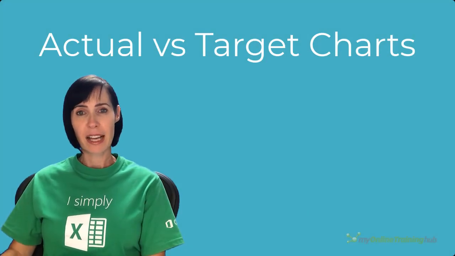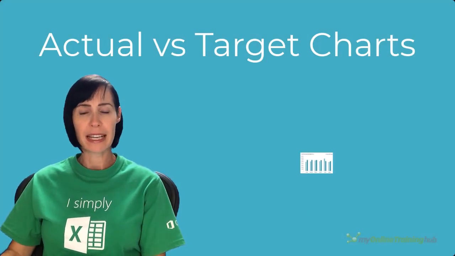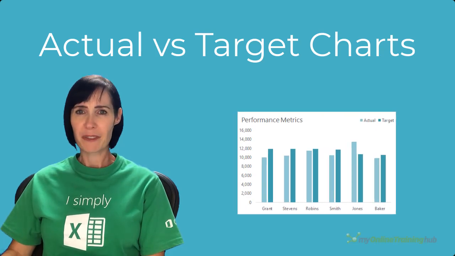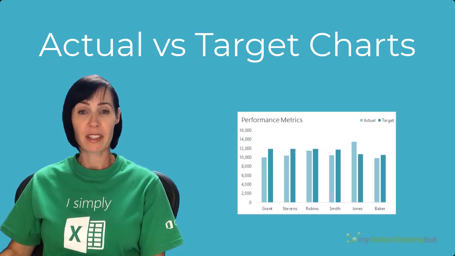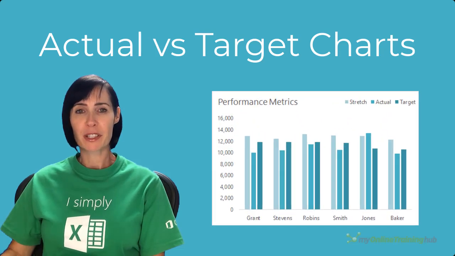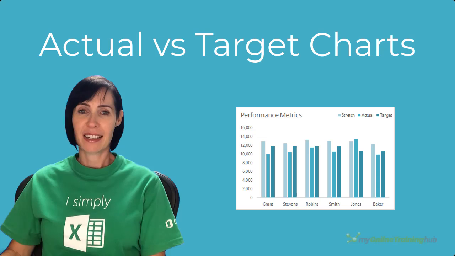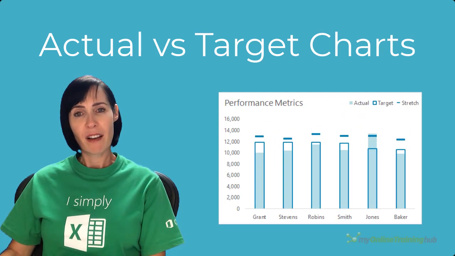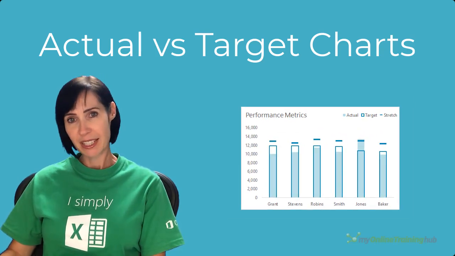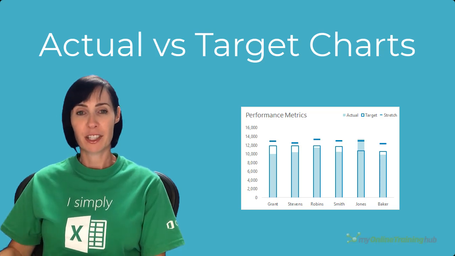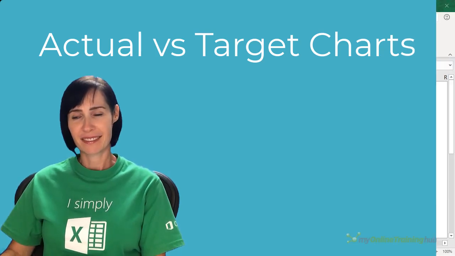Visualizing categorical actuals versus target data is often done in a column chart, but personally I find these slow to interpret, not to mention sometimes you might want to also include a stretch target or a forecast, and by then it's just too tedious to read. Let's look at some ways we can enhance the boring old column chart and make it something that's quick and easy to read, you know, the way charts should be.